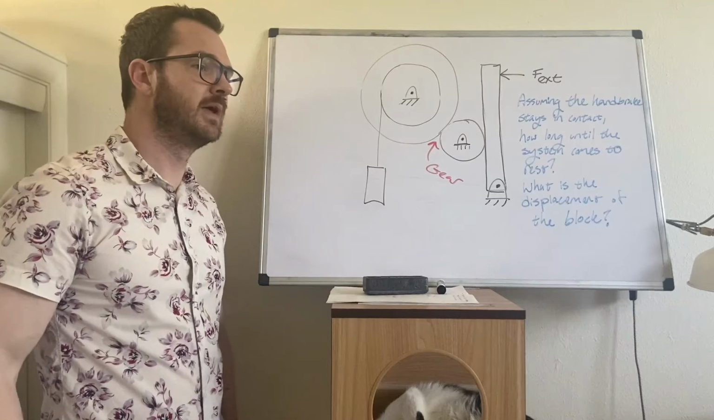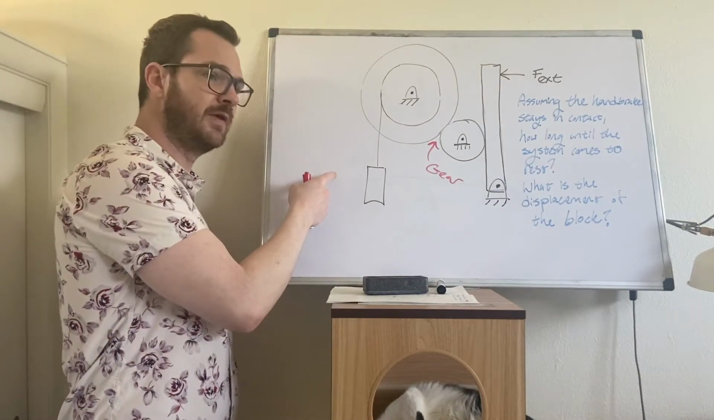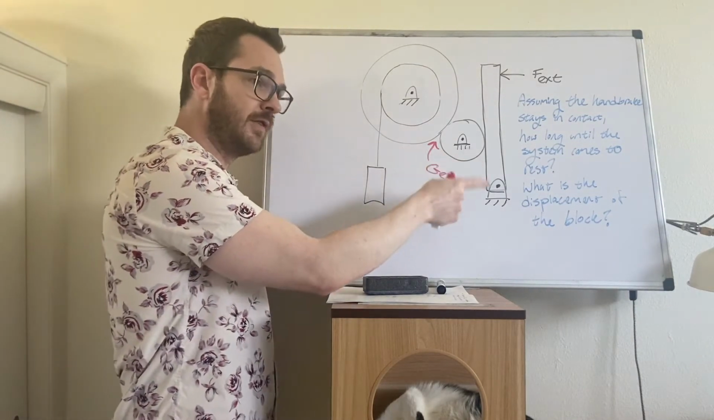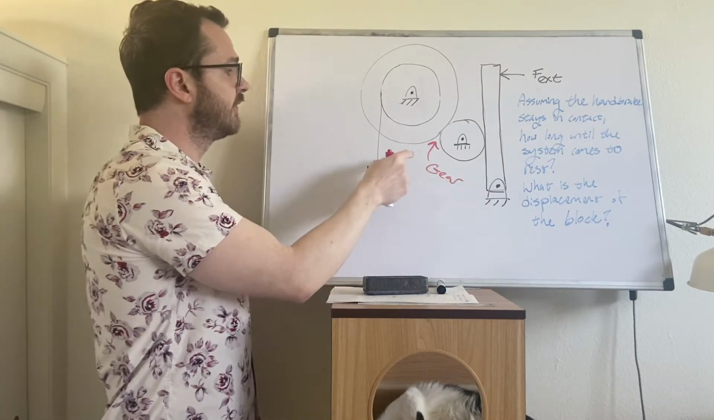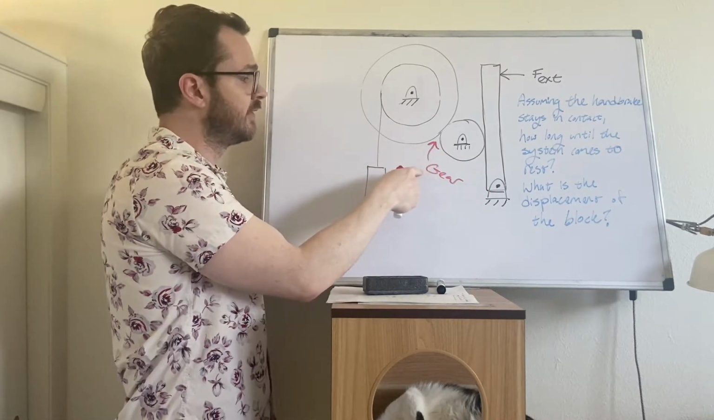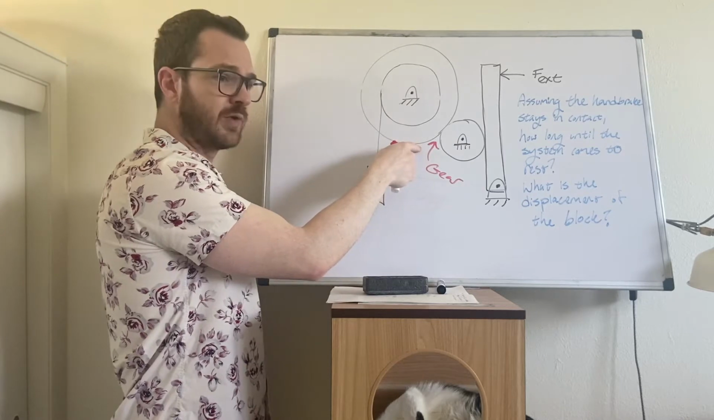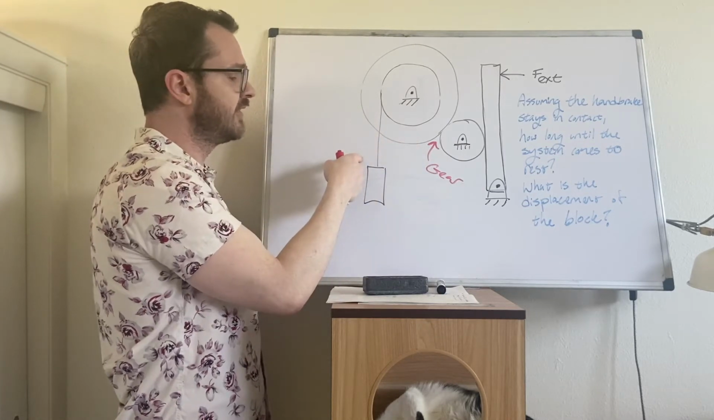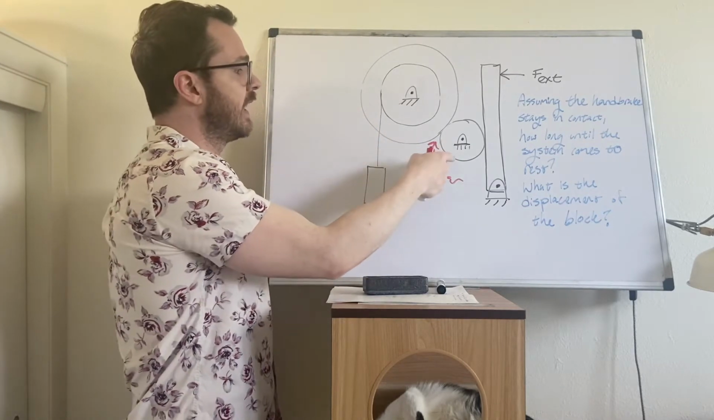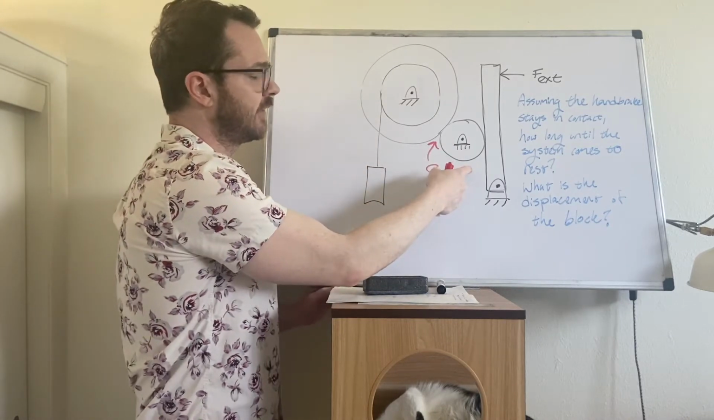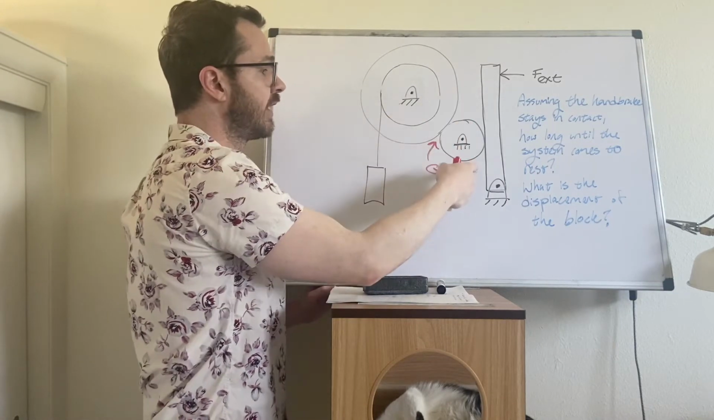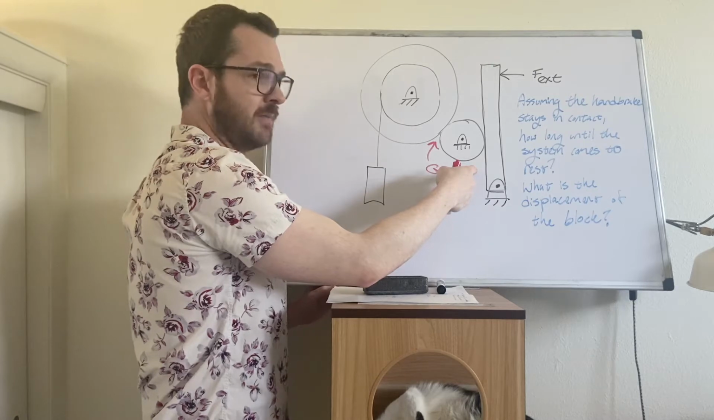Hey everyone, in today's video we're going to look at this mechanism and we're going to answer these questions. Now the mechanism is two discs, they're geared, so there's a gear ratio between them. The larger disc has a block suspended from it and the smaller disc is in contact with a handbrake. So this handbrake we're going to model as a pendulum.